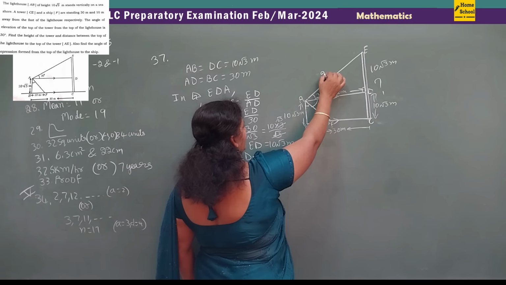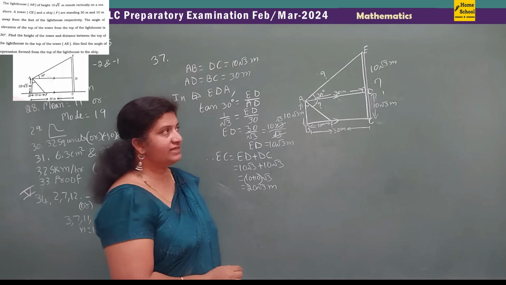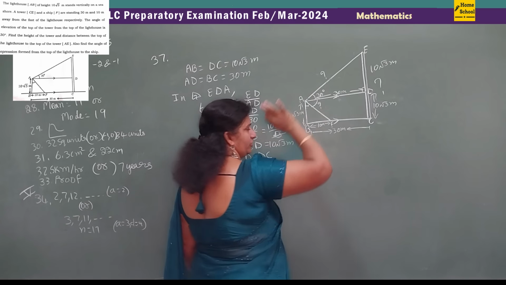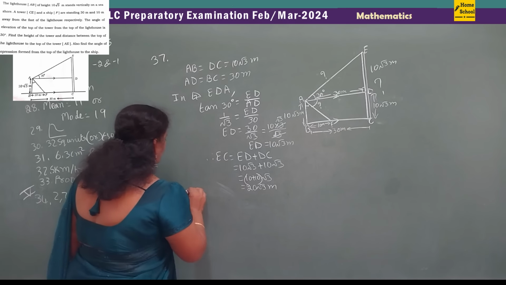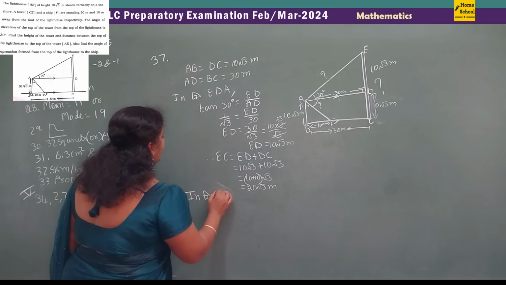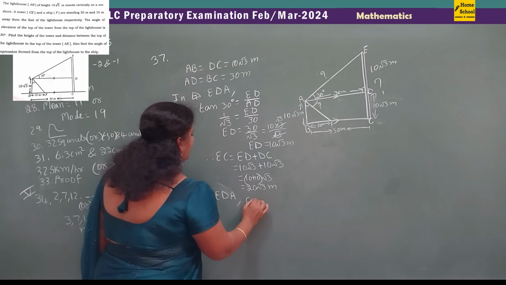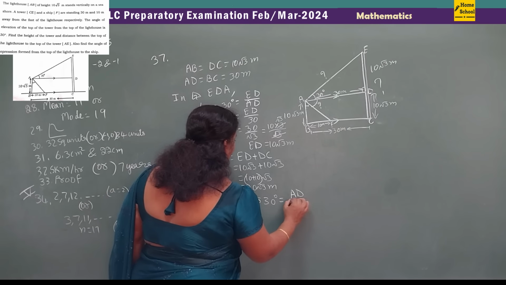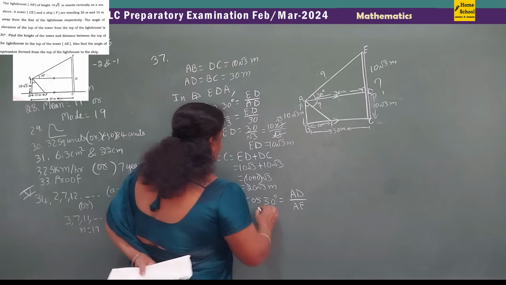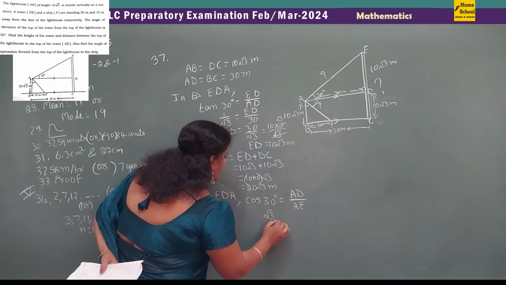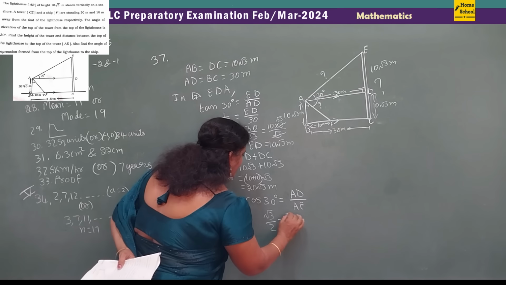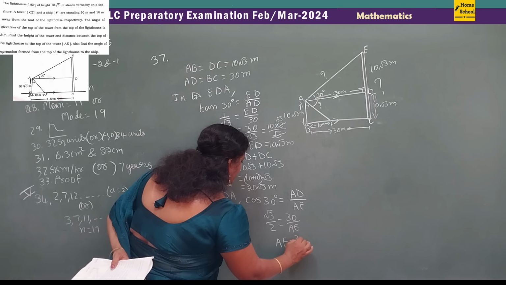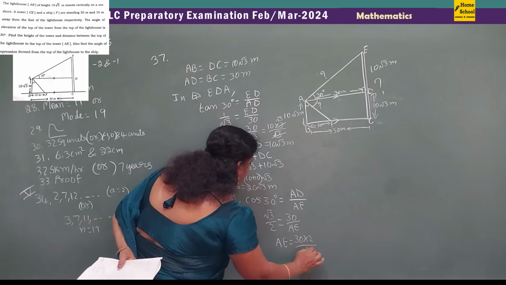Now we are going to find the distance between top of lighthouse to top of tower, that is AE. By using opposite hypotenuse you can take ratio or adjacent hypotenuse. Anything you can take. So in right triangle EDA, let me take cos ratio. Cos 30 degree is equal to adjacent AD by hypotenuse AE. What is cos 30 value? Root 3 by 2. AD 30. AE, we don't know, we are going to calculate that. AE is equal to 30 into 2 by root 3.